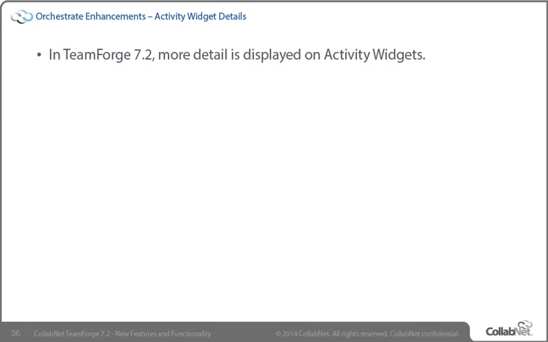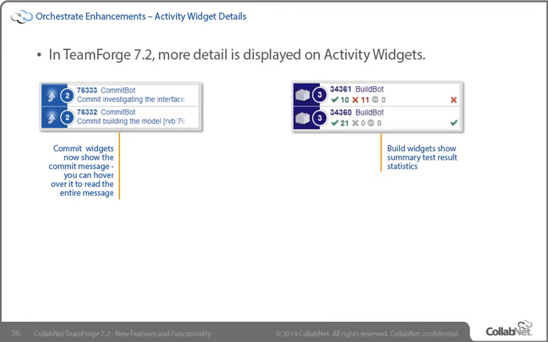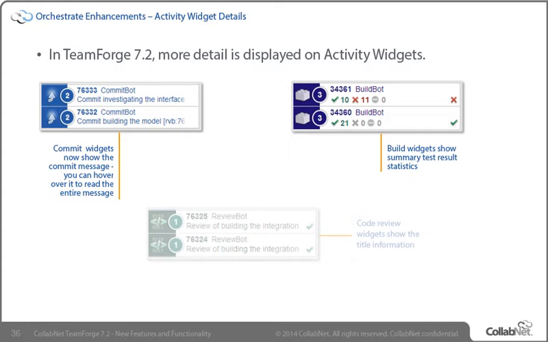Association and Traceability View widgets now disclose more relevant information. Commit widgets now show the commit message. Build widgets show summary test result stats, and Code Review widgets show the title information.